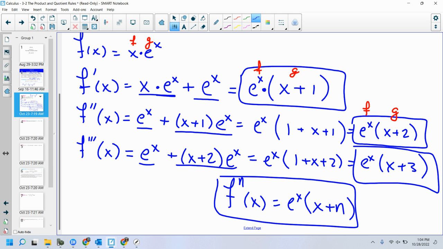Derivatives can be cyclic. They can follow patterns. They can repeat themselves over and over again, like the derivative of e to the x, right? We're going to find there's one whole section about the derivative of trigonometric functions, and that is cyclic. It just keeps repeating over and over again. I think it's like a cycle of 4. Okay, so this is a patterned derivative, e to the x, x plus n.